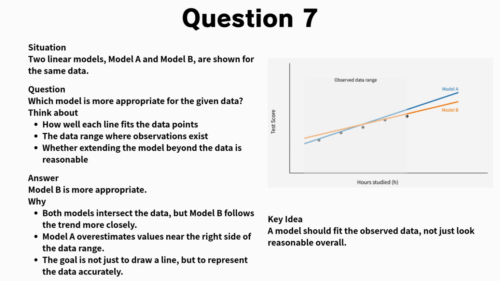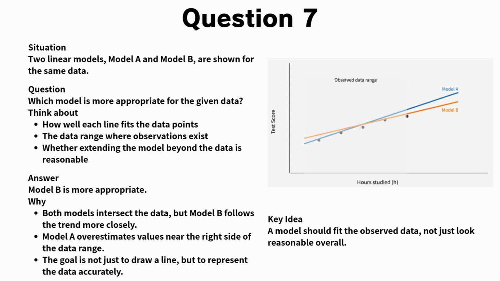Looking closely, Model A rises more steeply and begins to overestimate the values toward the right side of the observed data. While this line might work outside the data range, that is not our main concern here. Model B, on the other hand, stays closer to the data points across the entire observed range. It reflects the actual trends shown by the data without exaggerating future values.